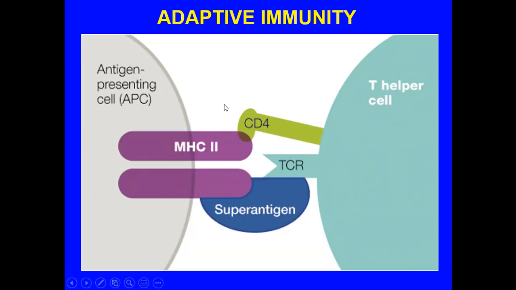Okay? Here is the adaptive immunity T helper cell, CD4. This is the MHC2. But look what happens here. Bridging the gap, ignoring the specific binding site here of the T cell receptor, the superantigen binds both of them together and activates them.